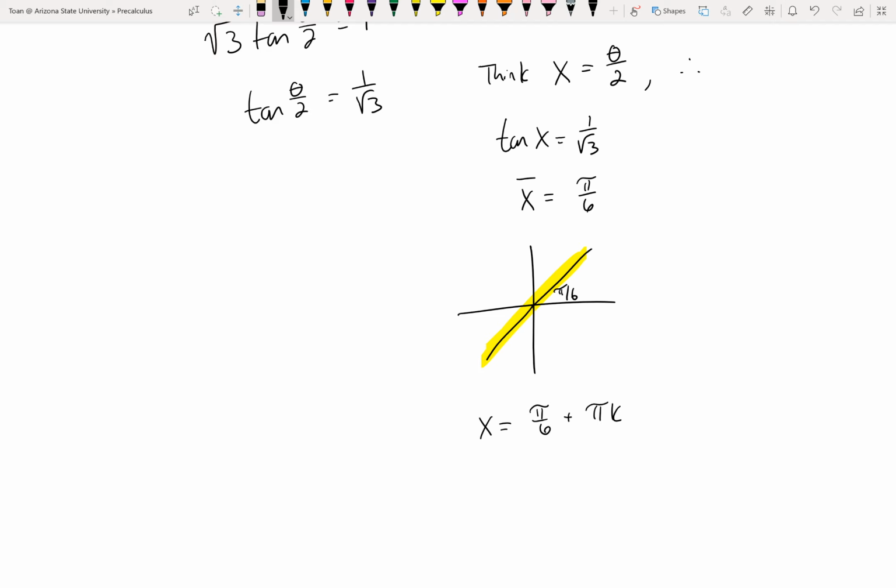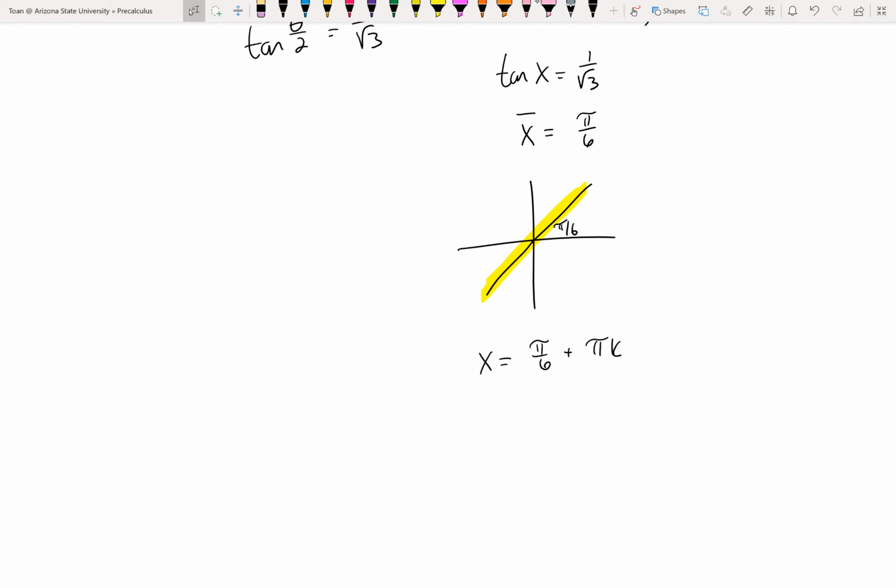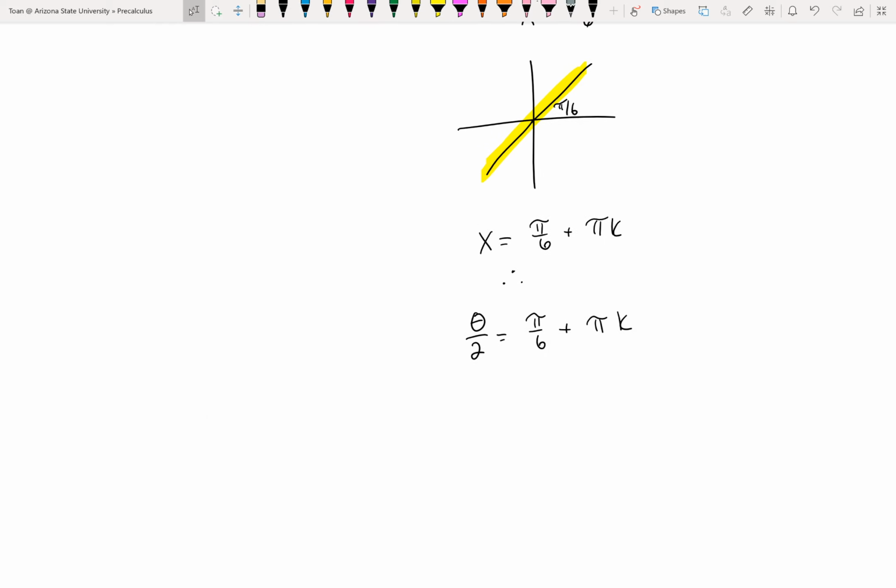That was not too hard of a question. But our original problem wasn't in terms of x. Our original problem was theta over 2. So all you have to do is substitute that back in. Instead of x equals pi 6 plus pi k, it's therefore theta over 2 equals pi 6 plus pi k. And then you just go ahead and solve for theta. You just multiply everything by 2.